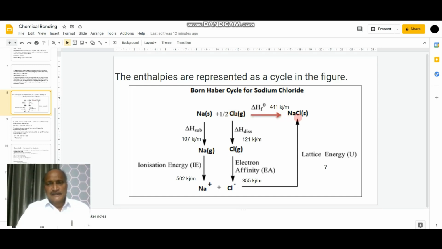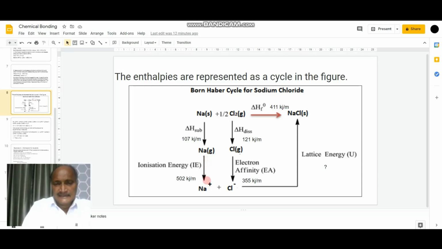with the change of heat energy, called the heat of formation, equal to minus 411 kJ per mole, forming solid sodium chloride. So, the various steps involved are: sublimation of sodium. Metallic sodium, or solid sodium, is subjected to a sublimation energy of 107 kJ per mole. The solid sodium will be converted into gaseous sodium in the atomic state.